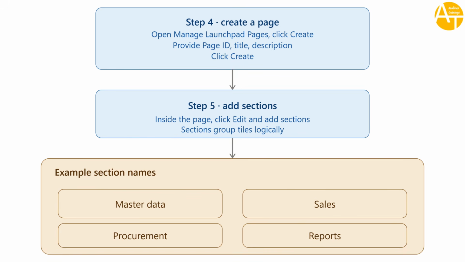Step 4. Create a page. If it wasn't created automatically, open Manage Launchpad Pages, click Create, and enter a page ID, title, and description. Click Create. Step 5. Add sections. Inside the page, click Edit and add one or more sections. Give them clear names like Master Data, Sales, Procurement, or Reports. Sections keep your app tiles organized logically.